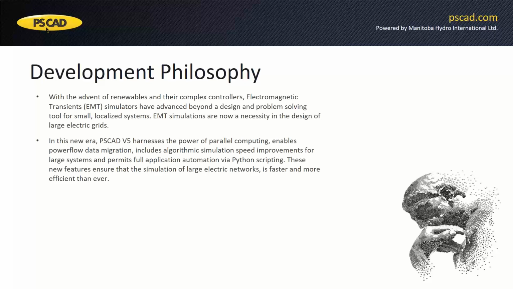So our philosophy here with version 5, listening to our customers, is to focus on functionality that supports large systems. That includes efficiency of use, modifying our features so that they are more geared towards larger amounts of data. Simulation speed, we've moved into parallel processing, and we're working hard on algorithmic enhancements to EMTDC to make it faster.